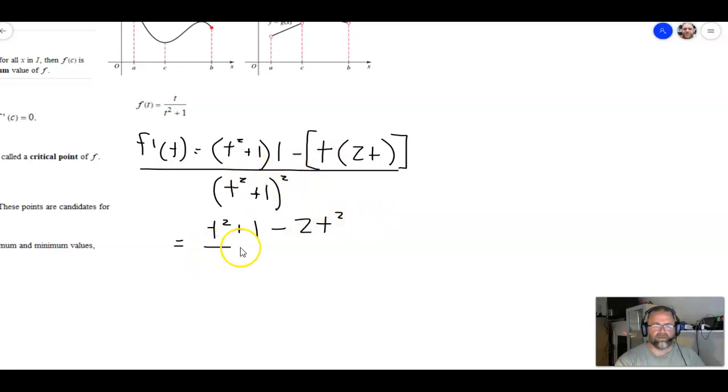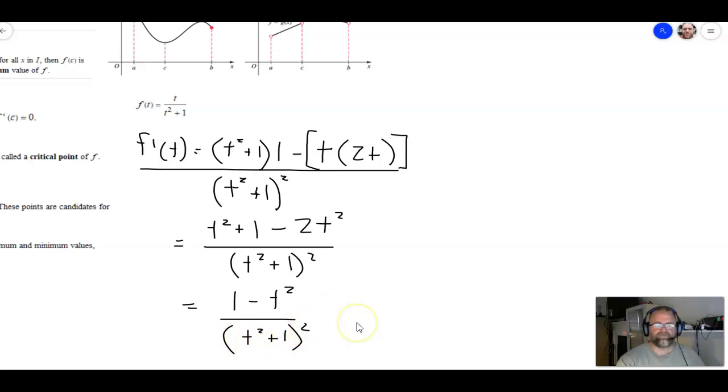Let's make sure that's right. All over t squared plus 1 quantity squared. And so t squared minus 2t squared is going to give me 1 minus t squared all over the t squared plus 1 quantity squared. Doesn't look like there's any factoring that we could do. This is a difference of squares right here, so that is 1 plus t times 1 minus t on top, but it's not going to let us cancel out anything here on the bottom.